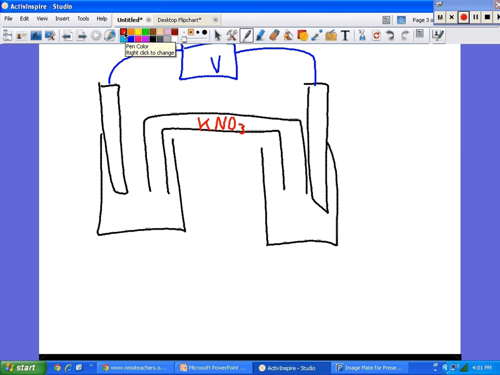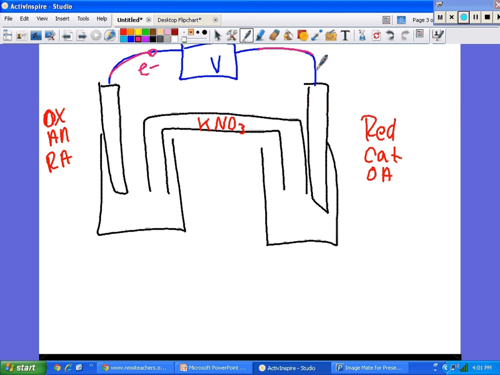So this was oxidation at the anode, reduction at the cathode. How do electrons flow? A to C, anode to cathode. So our electrons are going to flow like this. How do electrons flow in the internal circuit? They flow backwards. Okay?